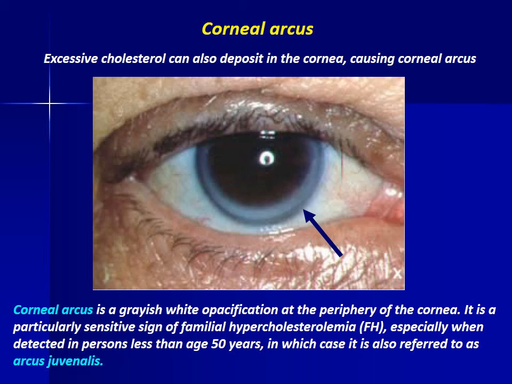Corneal arcus. Excessive cholesterol can also deposit in the cornea, causing corneal arcus. Corneal arcus is a grayish-white opacification at the periphery of the cornea. It is a particularly sensitive sign of familial hypercholesterolemia, especially when detected in persons less than age 50 years, in which case it is also referred to as arcus juvenalis.